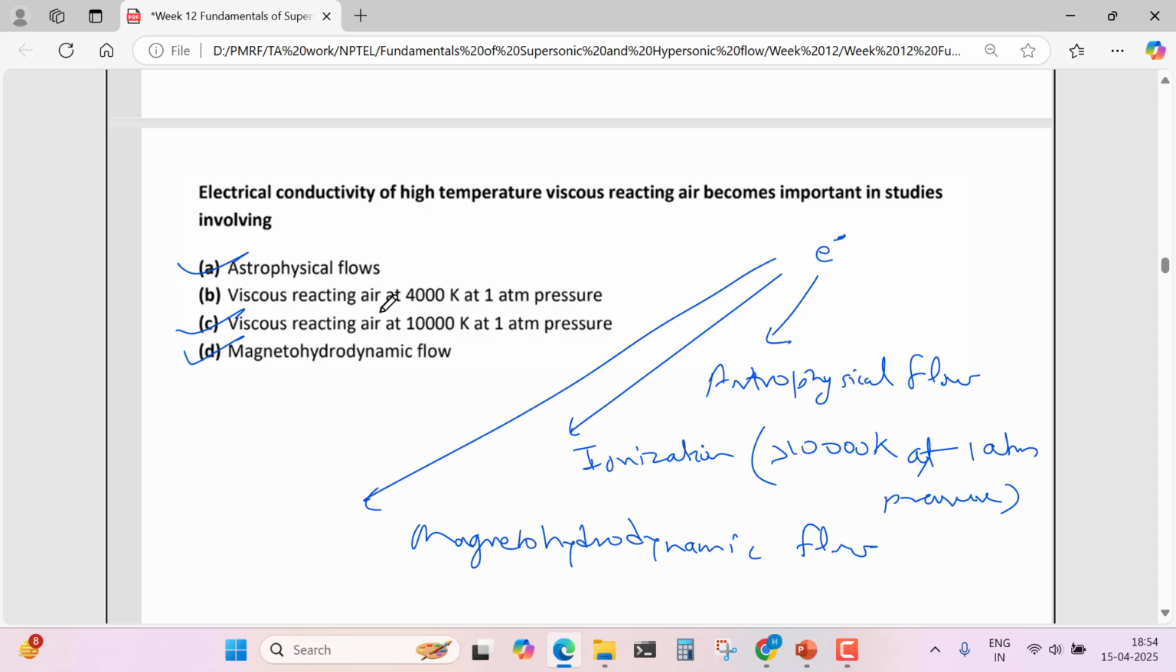Option B says viscous reacting air at 4000 Kelvin at 1 atmosphere pressure. At that temperature there is no ionization, so electron ions will not be present. So electrical conductivity is not that important. So option B is wrong.